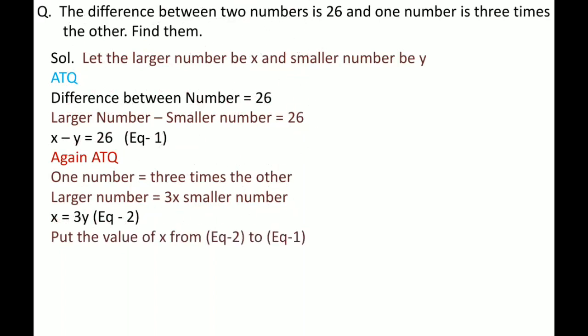Put the value of x from equation number 2 into equation number 1. Equation number 1 is x minus y equals 26. Now put the value of x. x equals 3y. So 3y minus y equals 26. 3y minus y is 2y equals 26. y equals 26 upon 2. That is y equals 13.